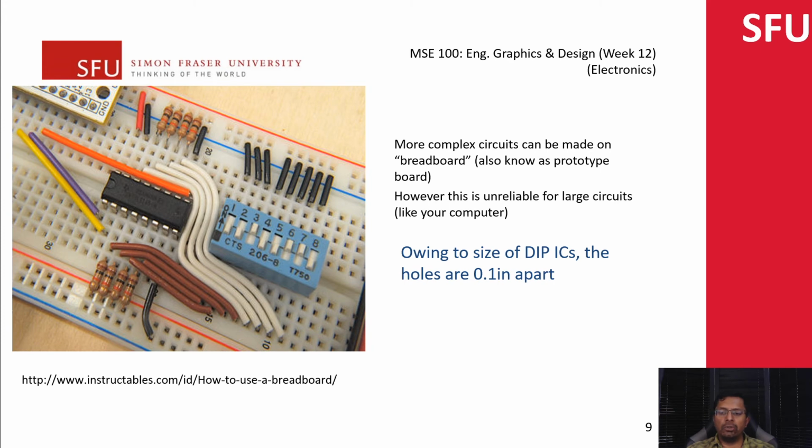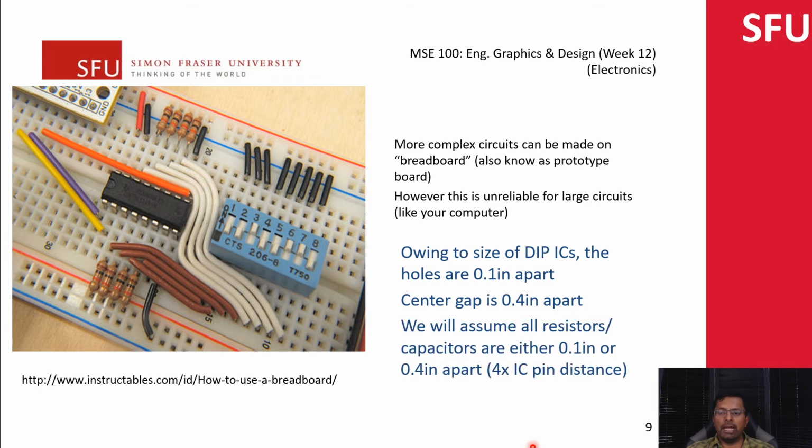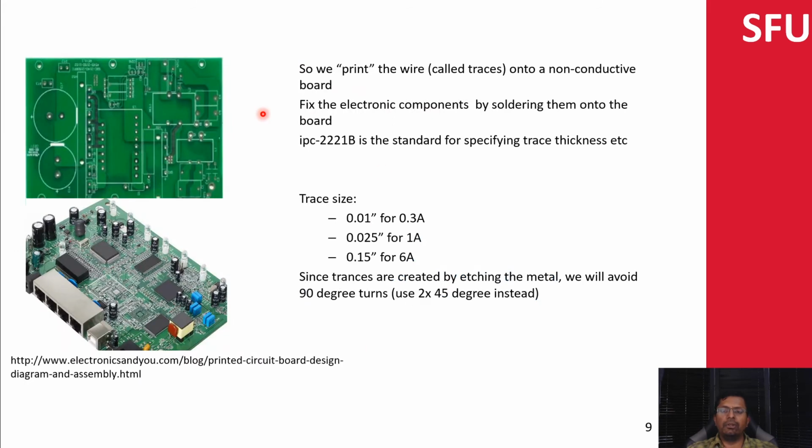The gap between the center, between this point and this point, is 0.4 inches. And generally we can assume that the resistors can either be set like this, in which case the span is going to be 0.4 inches, or you can twist it and have the resistor sit vertically, in which case you can assume it to be 0.1 inches. So these are two options you get when selecting the resistor.